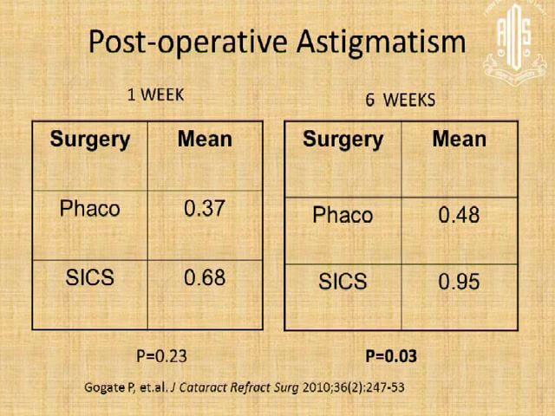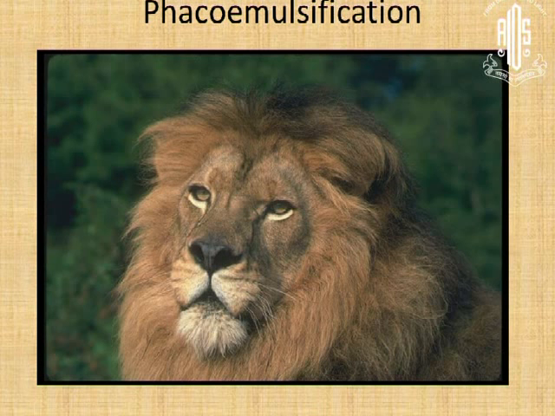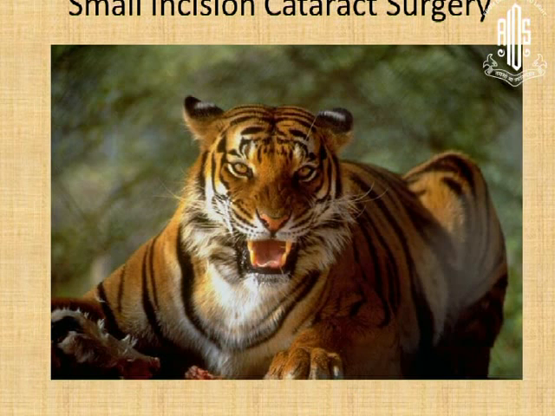Post-op, of course, when we look at 6 weeks, the astigmatism in SICS is slightly more than the astigmatism in phaco. But then, as I said, we can use this slightly more astigmatism to our own benefit because it has its own uses. Let's come down to it. The phaco is, of course, the king of cataract surgeries. The SICS is like the tiger, and it is something that is equally royal and valuable.